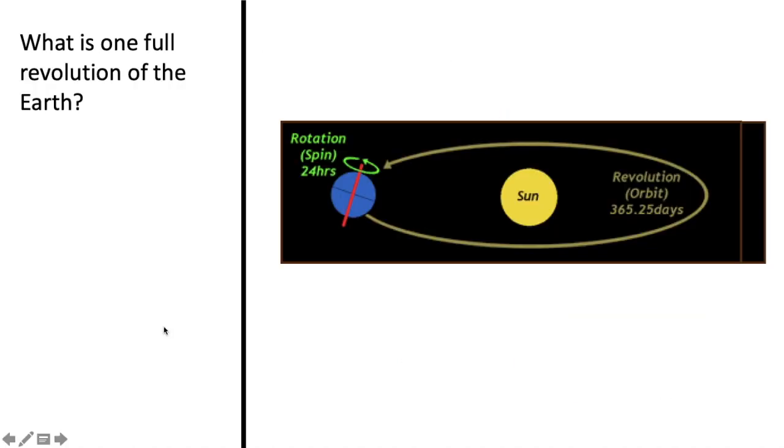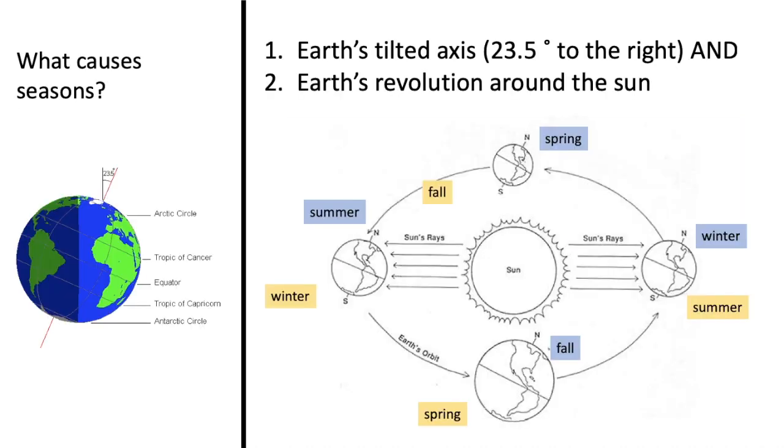One full revolution of the Earth around the Sun, however, does not cause day and night. This is what we call an entire year. So 1 year, one full revolution around the Sun takes us 365.25 days. Now, what causes seasons are two things: the Earth's tilt on its axis at 23.5 degrees to the right, and the Earth's revolution around the Sun. So these two things together cause the changes in the season that we see in the northern and the southern hemisphere. Please draw this diagram.